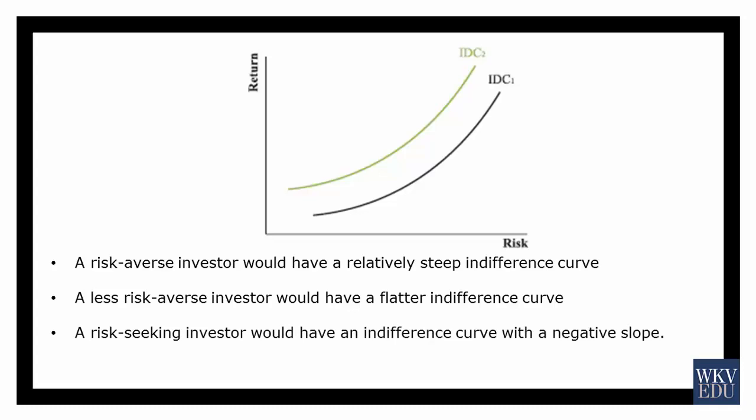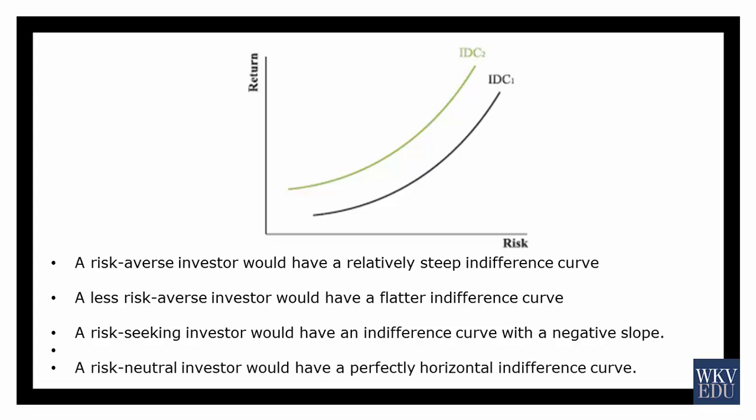A risk-seeking investor would have an indifference curve with a negative slope. His utility would increase with higher return and higher risk. And a risk-neutral investor would have a perfectly horizontal indifference curve. That is, the utility of that investor does not vary with risk.